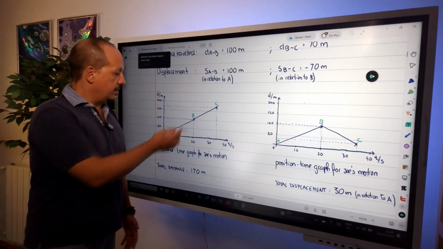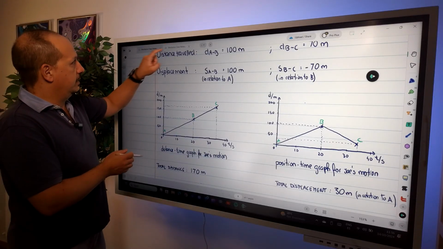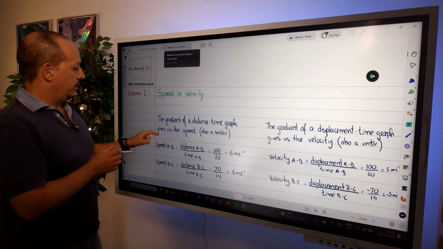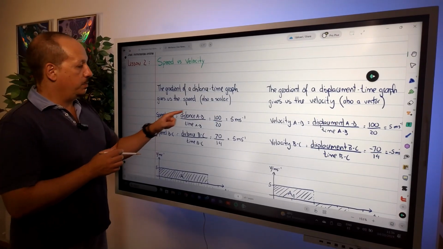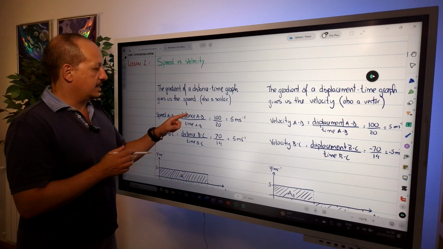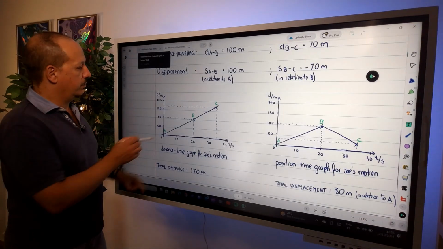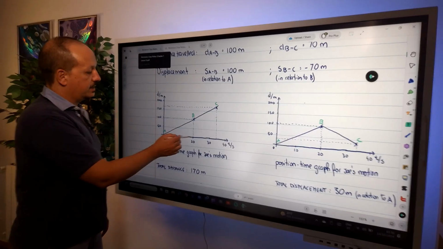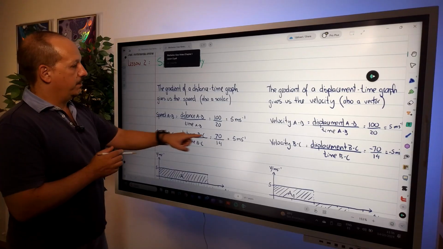From the displacement-time graph, if you get the gradient, you will get the velocity. How do you get gradients? The change in height over the change in distance. That's what I did already. So here, the speed from A to B is going to be the distance A to B over the time A to B, which is basically the gradient over here. This divided by that is 5 meters per second.